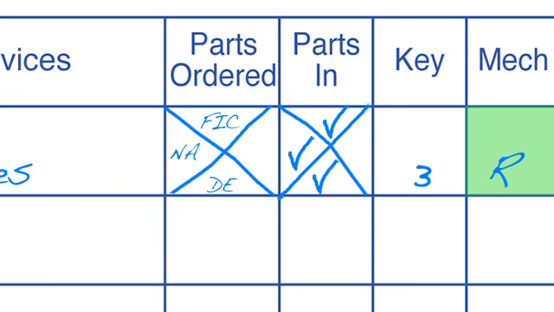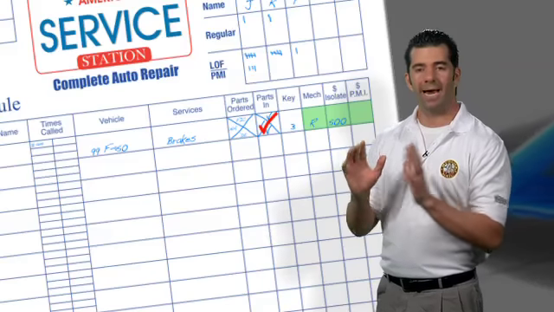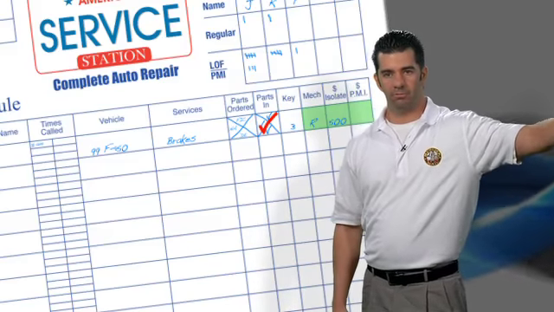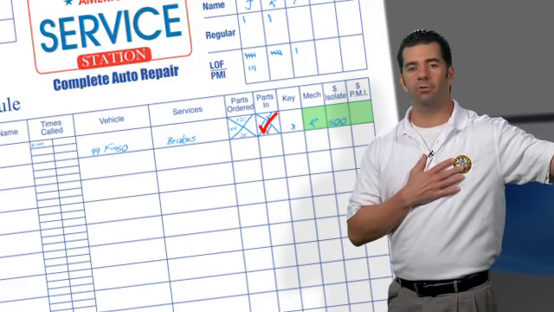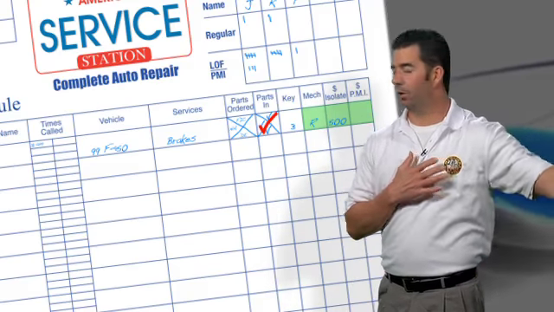Once you've got that confirmation that all of the parts are here and they're all correct, then in the parts in column, we're going to put a red check mark in that square. That way we know as the management team, as the general manager, the owner, or the assistant manager, our job's over with. Now it's up to the technical team to finish the work. The only thing we have left to do is collect the money.